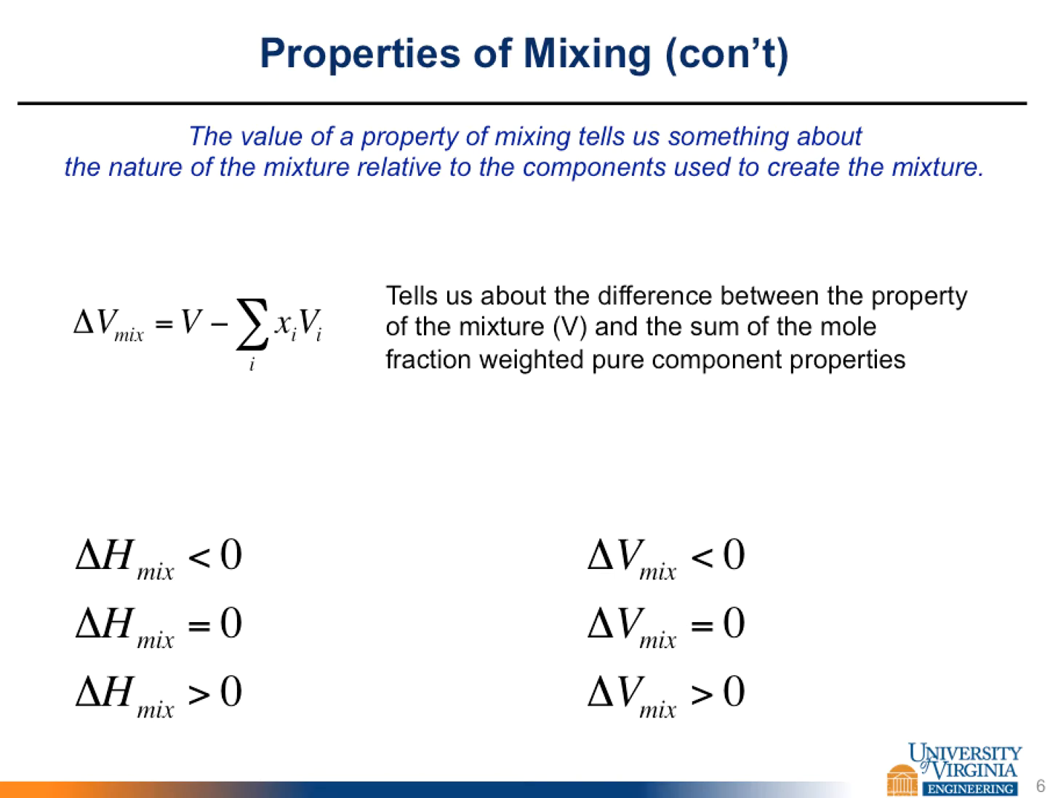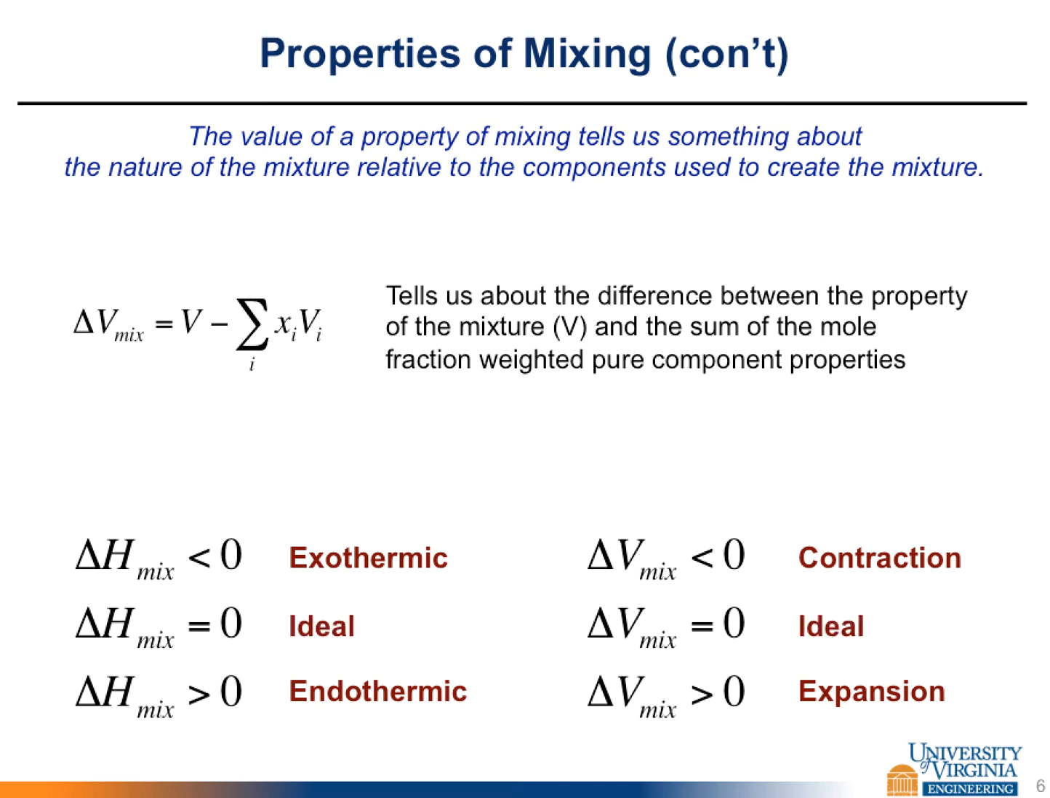So if we think about both enthalpy and volume, we see that if delta H mix is negative, for example, the mixing process will be exothermic. And if delta V mix is negative, then the mixture will contract relative to the volumes of the pure components. And of course, the opposite will happen when the change upon mixing terms are positive. We'll have endothermic mixing, and we'll have expansion upon mixing of the mixture. And in special cases, including ideal mixtures, the change of properties upon mixing are going to be equal to 0.